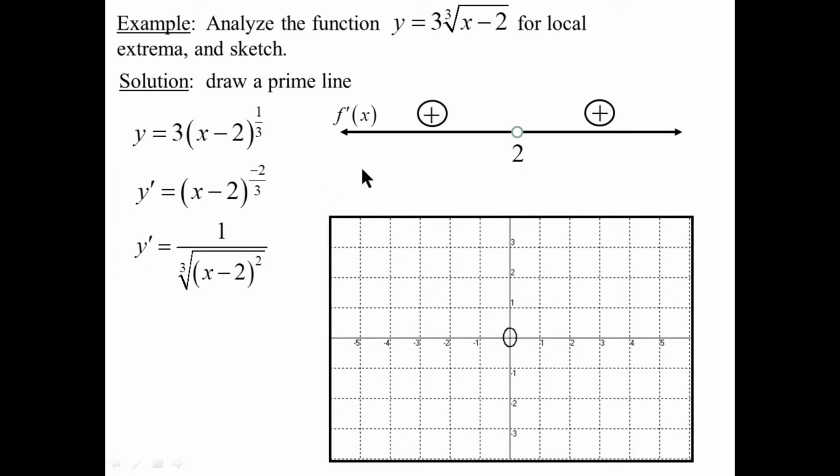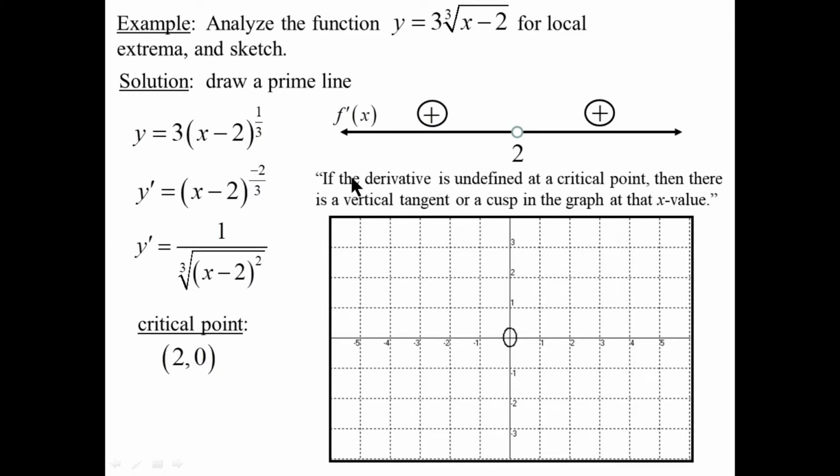Now the interesting thing about this particular function is that there's a critical point when x equals 2. The critical point at x equals 2 is (2, 0), because when you plug 2 into the original, you get 2 minus 2 is 0, and the third root of 0 is 0, so 3 times 0 is 0. This is interesting because 2 is part of the domain of the original, but 2 is outside the domain of the derivative. You can't plug 2 in here. It's a restriction. 2 minus 2 is 0. So 2 is part of the original domain, but not part of the domain of the derivative.